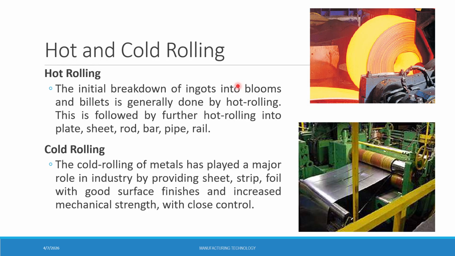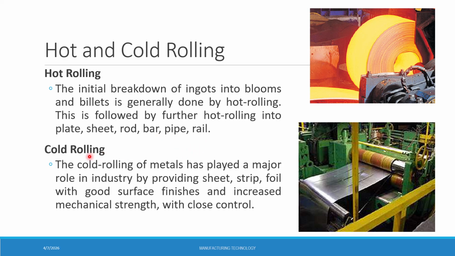Now there are two major types of rolling processes according to temperature of working. The first one is called hot rolling, the second one is called cold rolling. The breakdown of the ingots into blooms and billets is generally done by hot rolling. The material generally just comes out of the casting process, so it is red hot, not gone down to room temperature, so it is really hot, and this process is called hot rolling. And this can then be converted into plates, sheet, rods, bars, pipes, or rails.